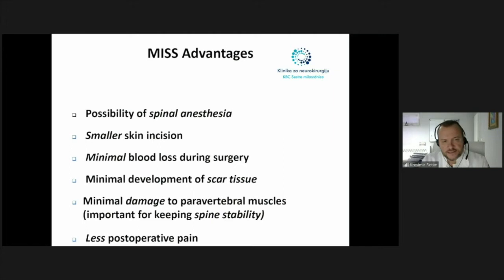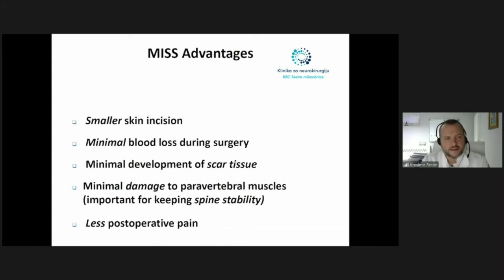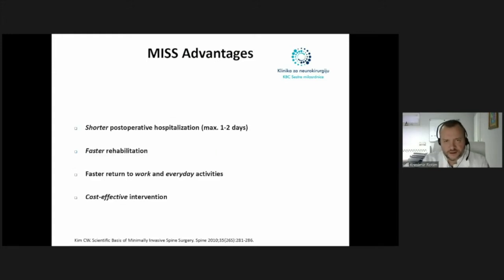The goal is less postoperative pain, faster recovery of the patients, quicker discharge from the hospital, and of course minimal blood loss and minimal development of scar tissue. Again, this is combined with a smaller skin incision and less damage to the paravertebral muscles. That can be connected with the less postoperative pain that the patients are feeling.